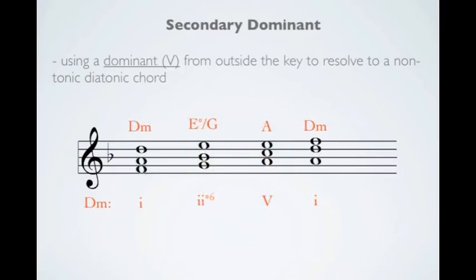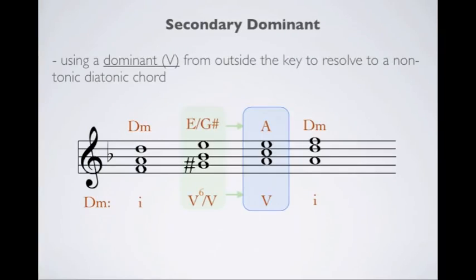Here's another example, this time in the key of D minor. If we want to, again, emphasize our 5, what is the dominant in the key of A? E major is the dominant in the key of A, so we can change that diminished 2 to an E major. And once again we have a 5 of 5 resolving to 5.